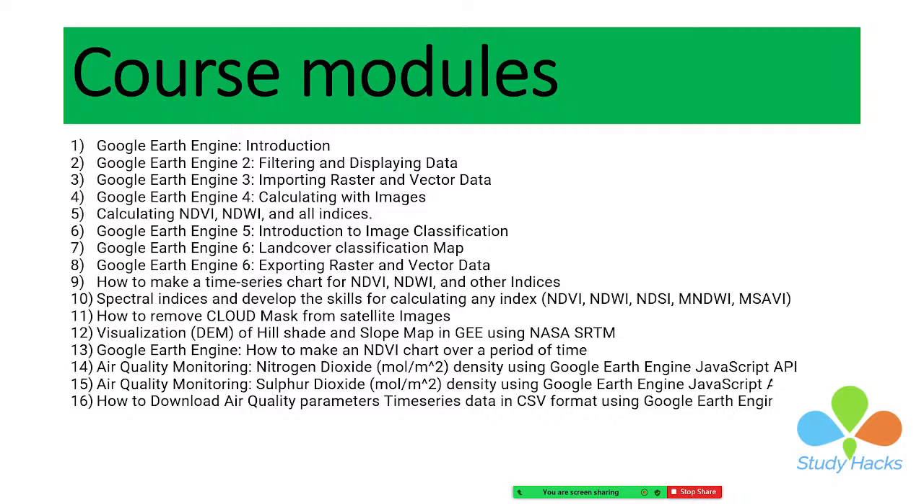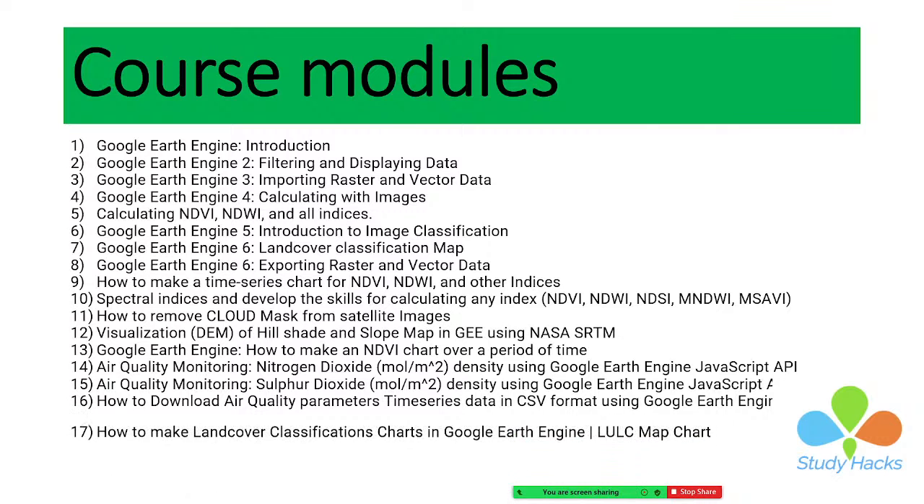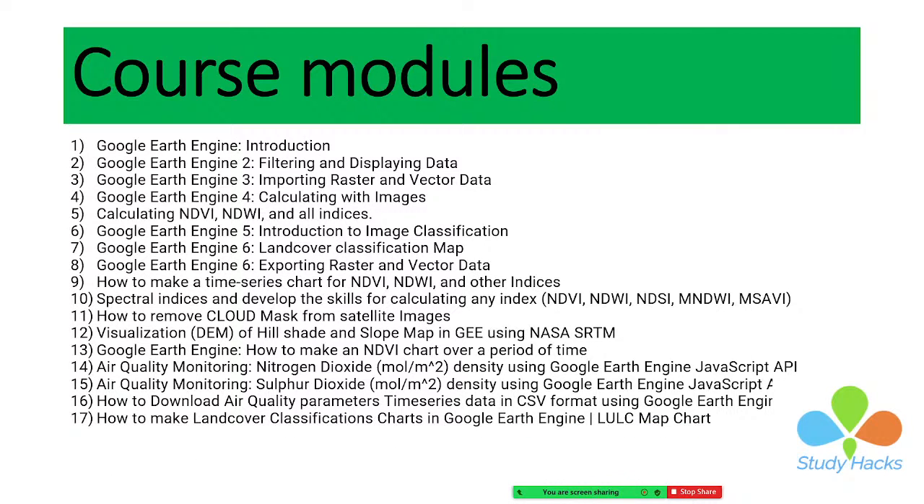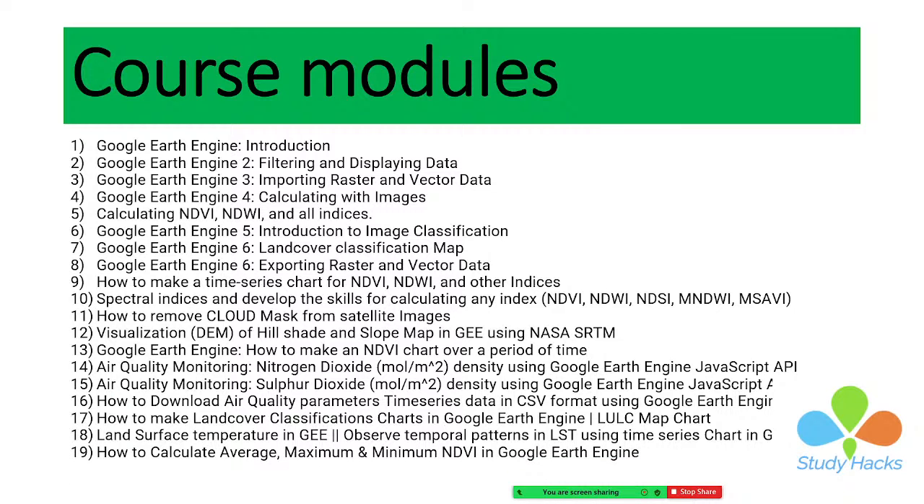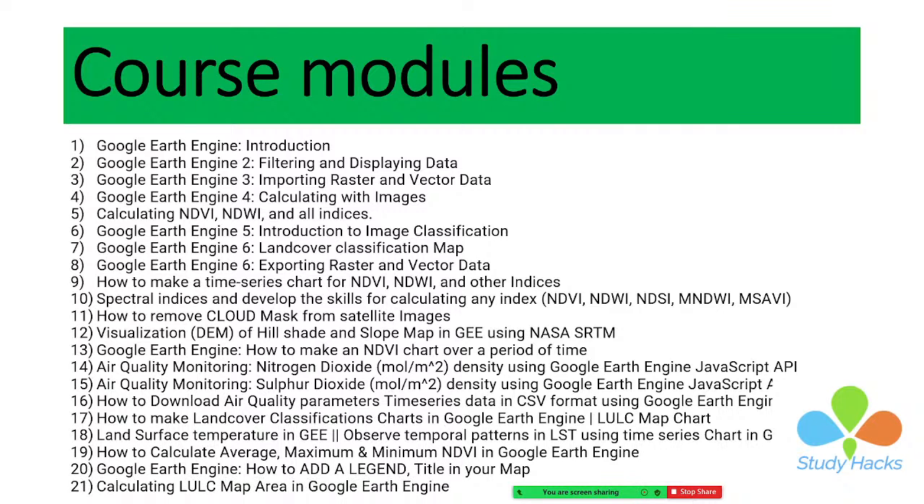Then how to download the air quality parameter data from the Google Earth Engine platform. Then how to make the land cover classification chart in Google Earth Engine and how to calculate the area. Then the land surface temperature, how we can easily monitor it, make the LST map, and make the time series chart. Then how to calculate the average, maximum and minimum NDVI. Then how to add the legend and title. Then how to calculate the LULC map area for every individual class.